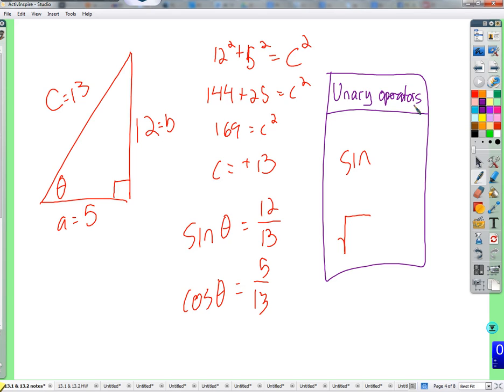2 times 3, 5 times 7. Right? You have to have two numbers. But if you use the square root, you can just take the square root of a number. It's like a property that a number has. The square root of 4 is 2. So you gotta put something in there: sine of theta, square root of x, gotta be something there.